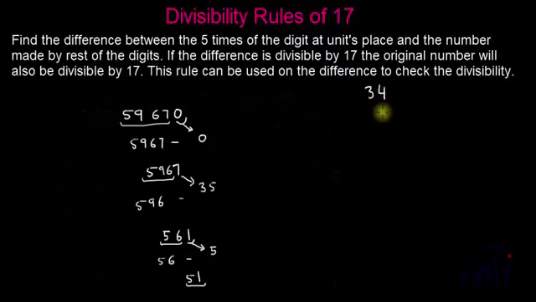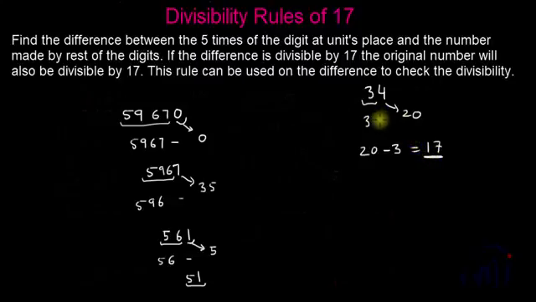And now let's check the divisibility of a smaller number. So we take 34. All of you know that 17 multiplied by 2 is 34, but here I'm taking it for a specific reason. Here if I multiply 4 by 5, we get 20, and the number made by the rest of the digits is 3. When I find the difference, I subtract this 3 from the 20, and I get 17, and we know 17 is divisible by 17, and so is 34.